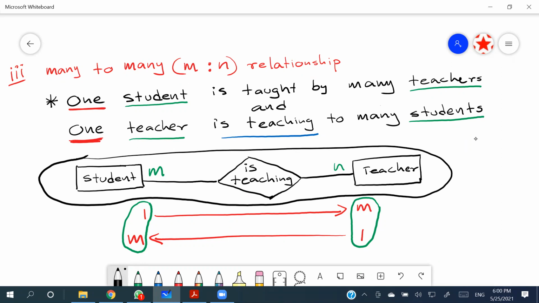There are famous questions that they are asking. What is the cardinality of this relationship? So first you have to answer many to many. Then as a second question they ask, justify it. So to justify it, you have to write these two sentences. That's all. Right?